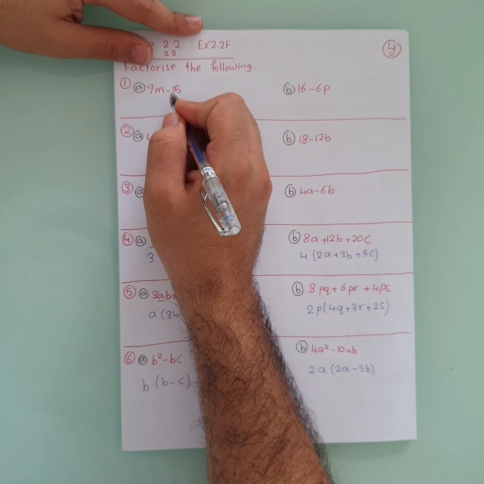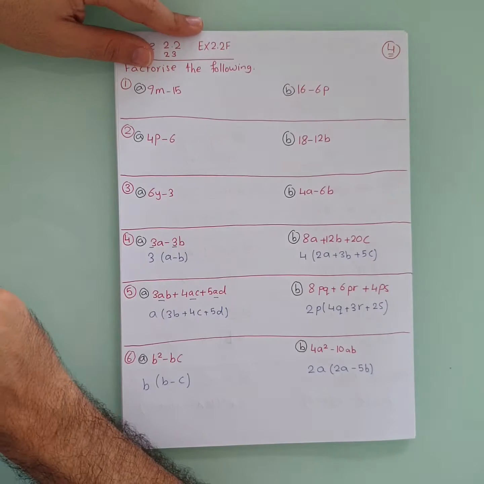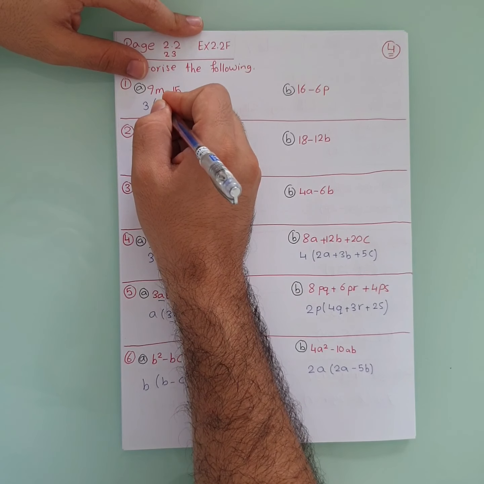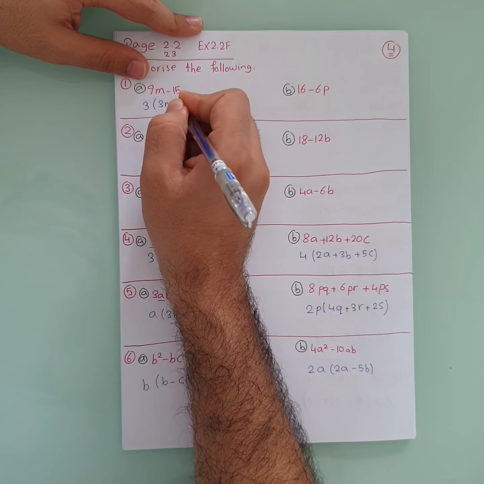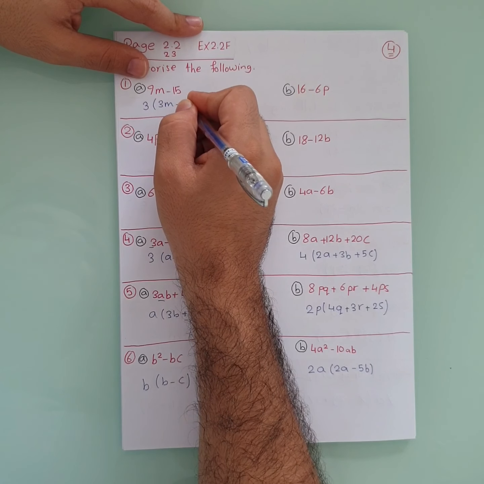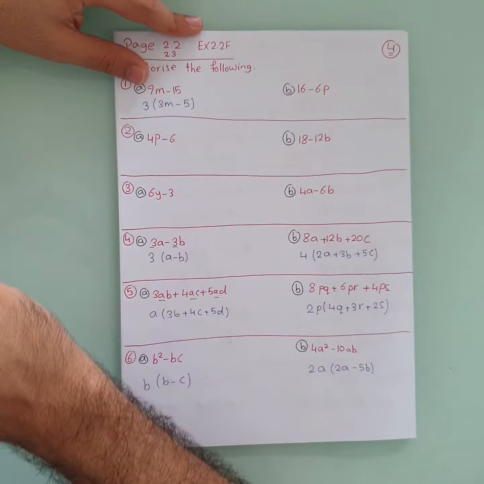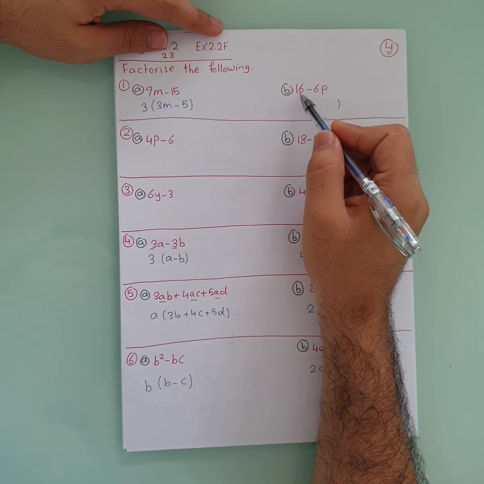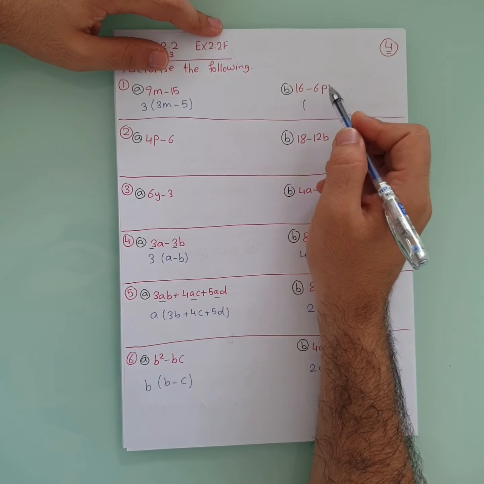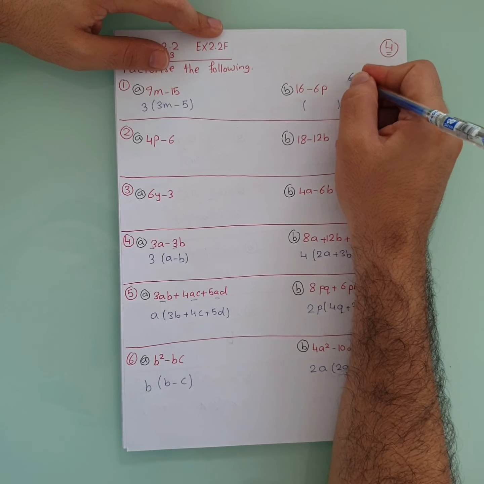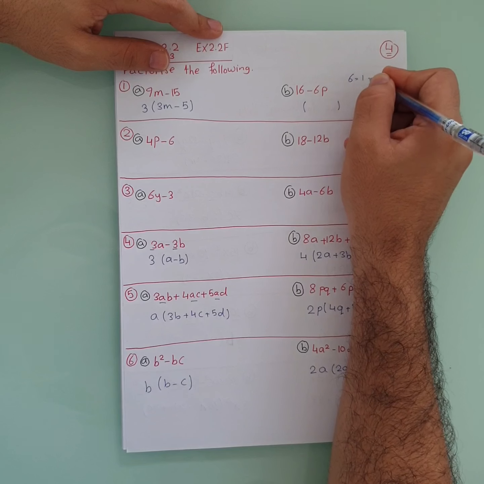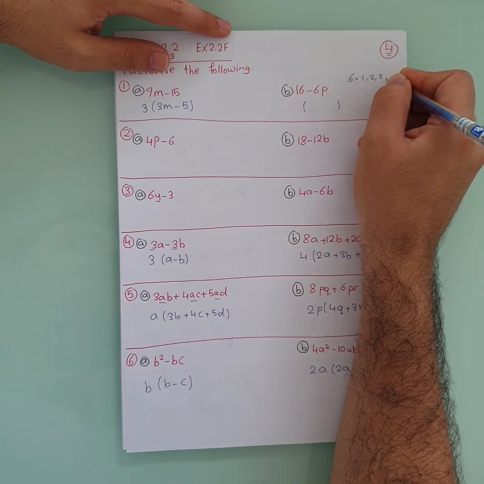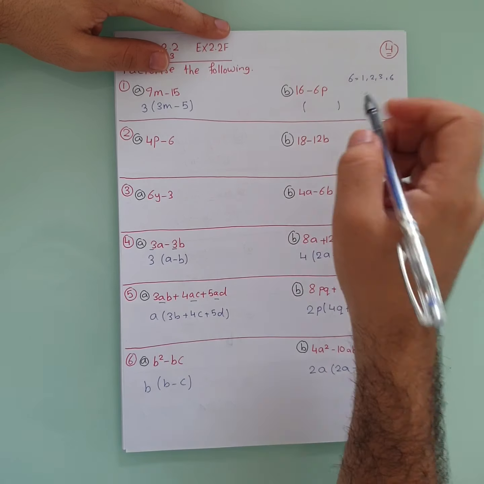9m minus 15. What is the highest common factor here? It is number 3. So 9 divided by 3 is 3m, minus 15 divided by 3, which is 5. Now, this question: 16 minus 6b. The common factors for number 6 are 1, 2, 3, and 6 itself. Check for 16.